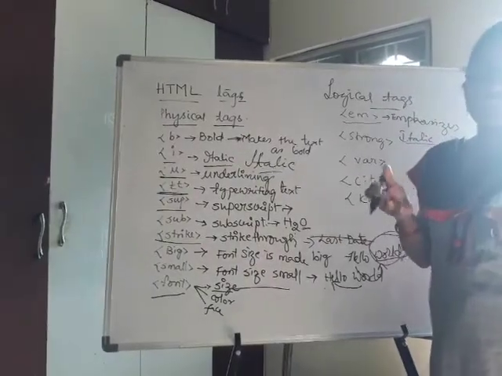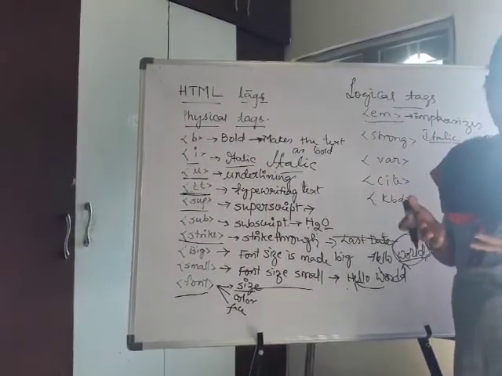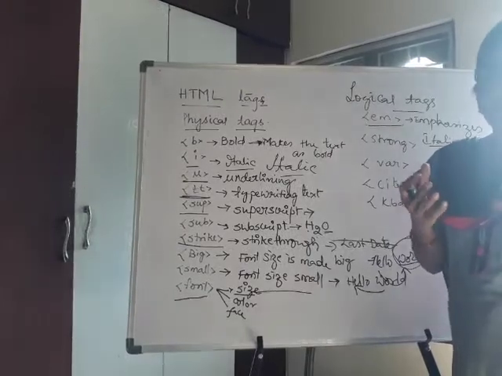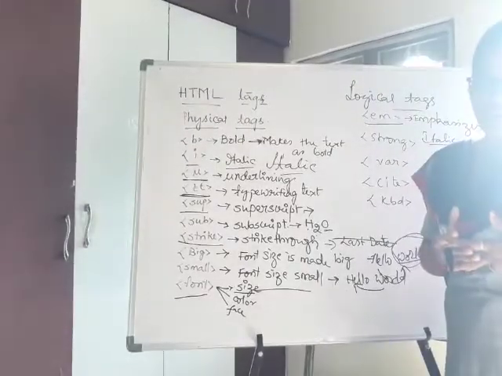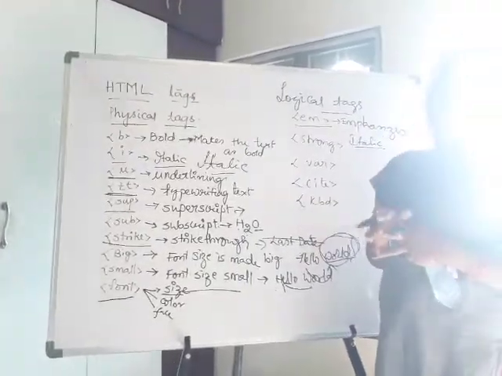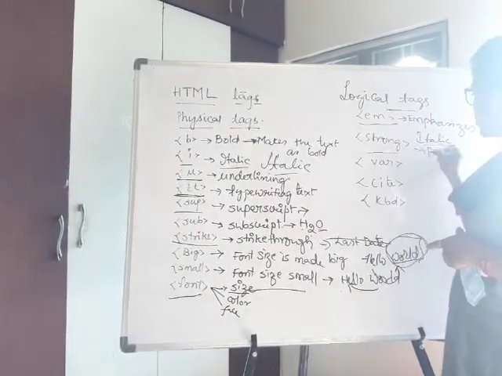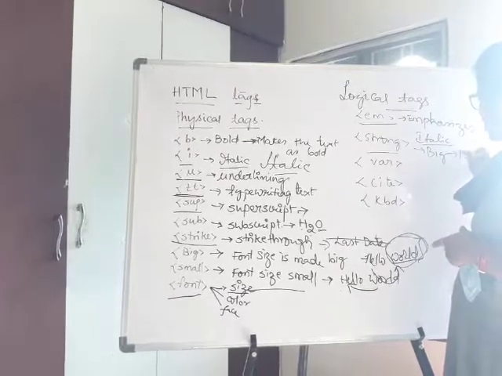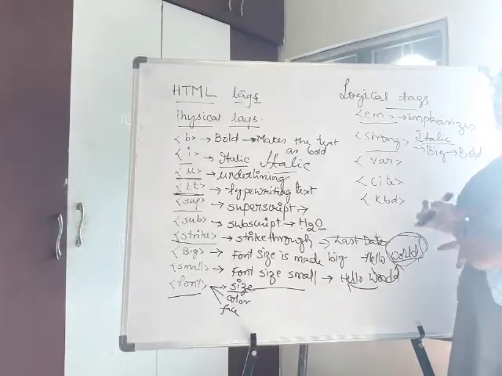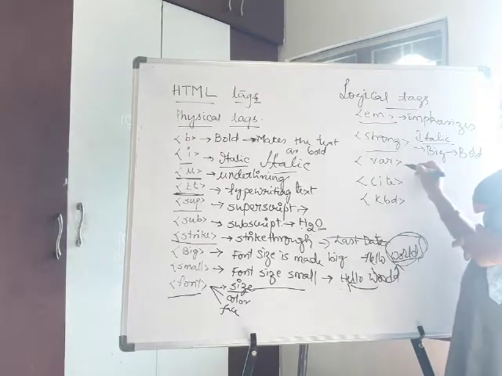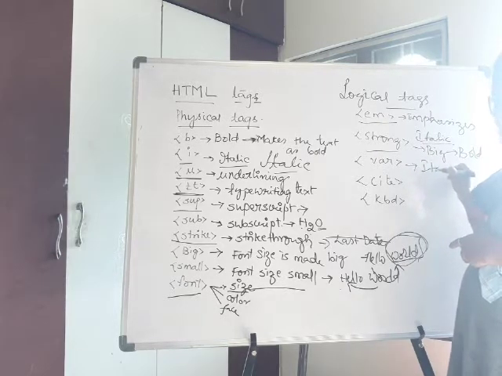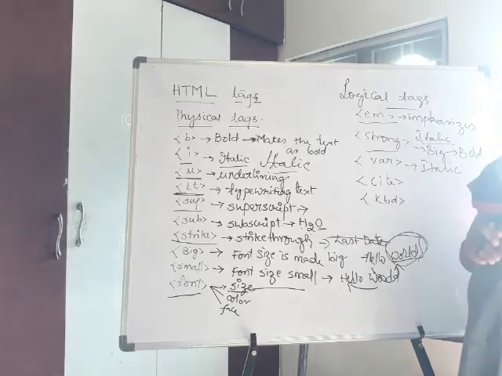Suppose we are using the site for some disabled people, so we need to emphasize the text which is already available. For that reason we use the logical tags. Strong makes the text bigger, or we can say bolder. Next, variable makes the text italic.